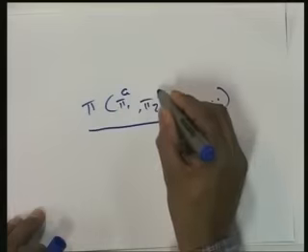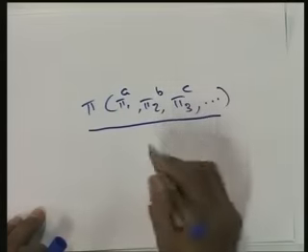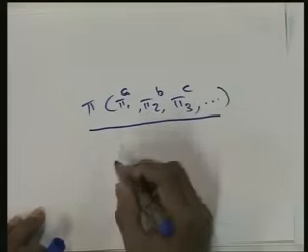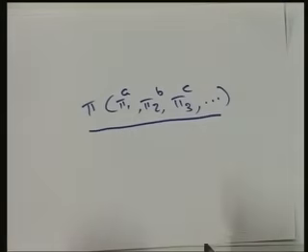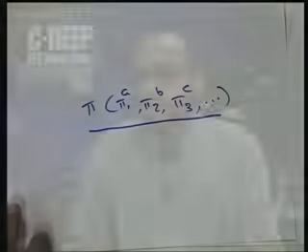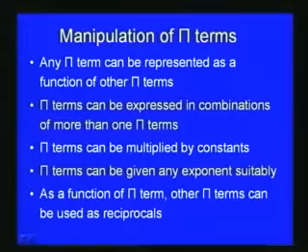And then the next point, pi terms can be given any exponent suitably. When we represent the pi terms, you can see that we can put exponents a, b, c, or we can multiply by a constant, or pi terms can be given exponents suitably, and as a function of pi terms, other pi terms can be used as reciprocals also.